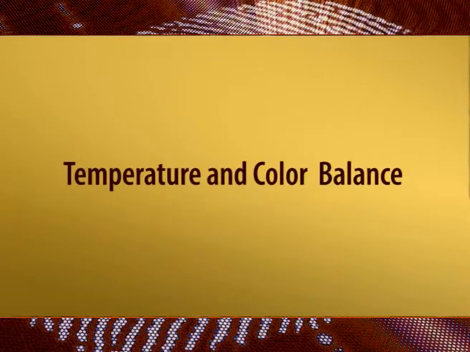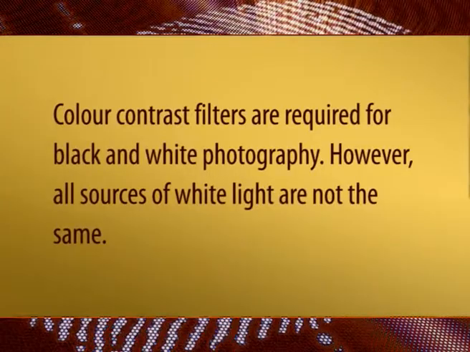Coming to temperature and color balance. It is well known that white light is made up of all 7 colors of the visible spectrum. The color of the white light used in color photography is critical. Color contrast filters are required for black and white photography. However, all sources of white light are not the same. For example, the light given off by a candle contains a higher proportion of the longer wavelengths corresponding to yellow, orange and red color. Hence, the light appears yellowish or yellow white.